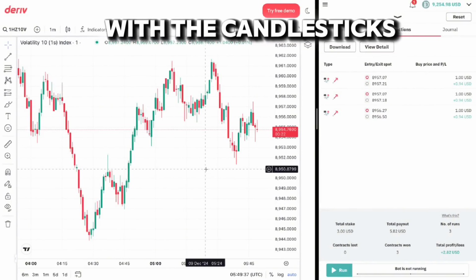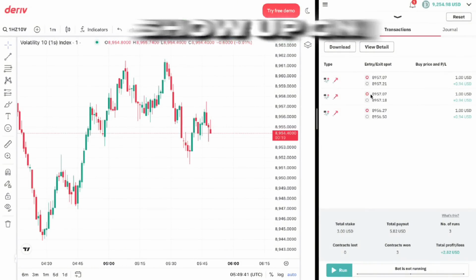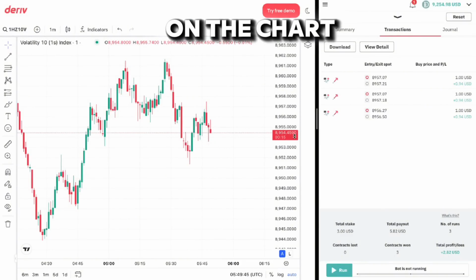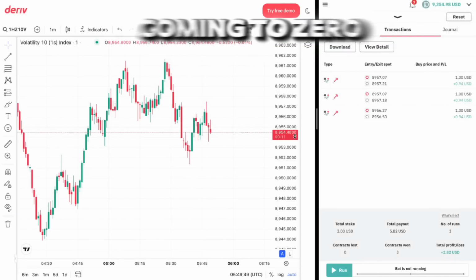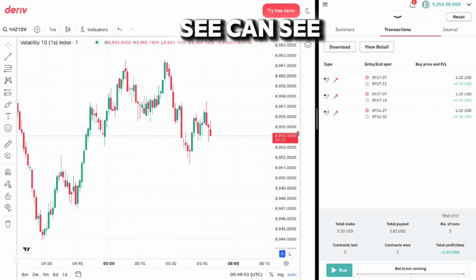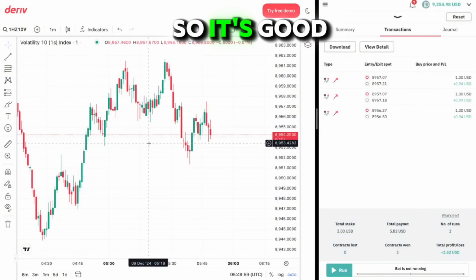with the candlesticks? One thing you have to understand, the digits that show up on this end are usually the last digit on the chart. For example, if you think it's falling, it's just coming to zero. So you can see, you can look at it there. So they usually pick this last digit there. So it's good to understand.